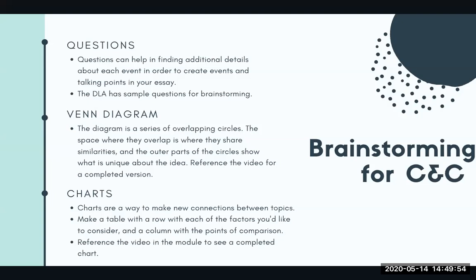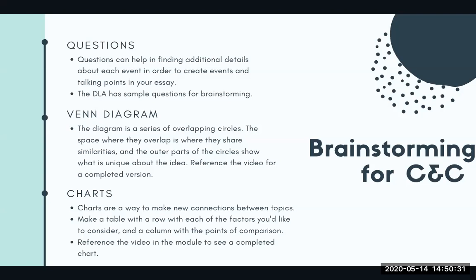The second strategy that was talked about in the video was charts. So charts are a great way to make new connections between topics, and this is also a really good one to use if you're comparing multiple items. So the thing to remember is that you might not be able to see the similarities and differences as clearly as you do with a Venn diagram, because in a Venn diagram, you're indicating what's different, what's similar. Charts are really for generating ideas and then trying to see what connections you're able to make.